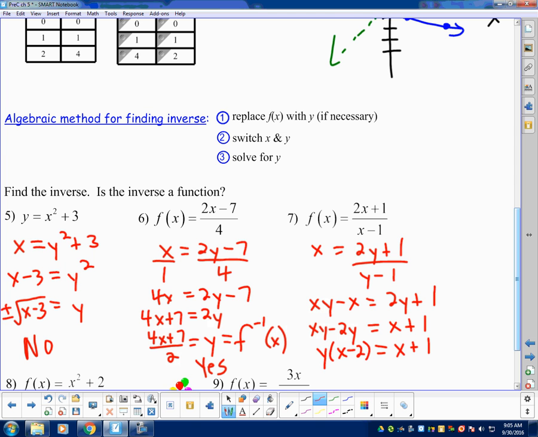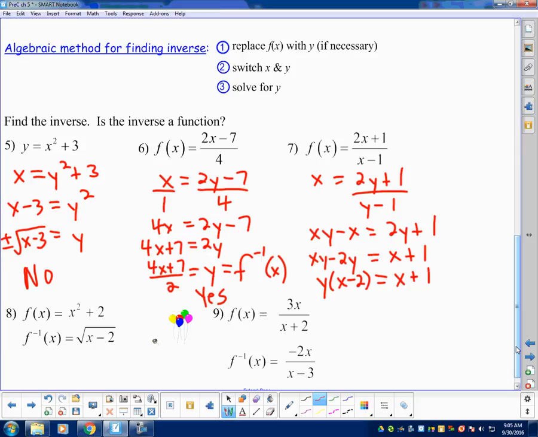So you may not have had any rational expressions that you did this process with last year. So you're going to have to remember, get the y's all together, then factor out the y, then divide. Divide by each side. And we have a rational function that begets a rational function here for f inverse.